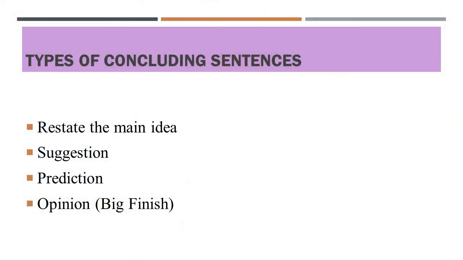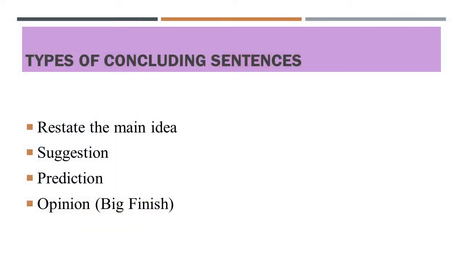Here are 4. The first one listed here is to restate the main idea. This is where you're just going to take a look at the topic sentence. That's probably the first sentence. But you find the topic sentence and then you just say that same idea again. But this time you're going to use different words. Change the words a little bit just for variety. That's restating the main idea.